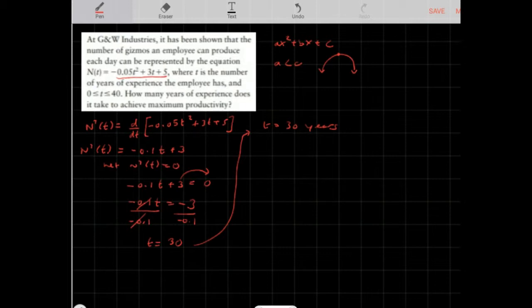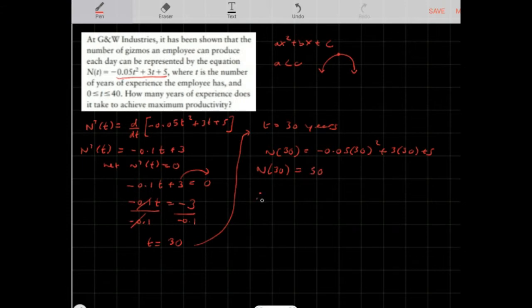And for the maximum productivity, if you want to figure out how many gizmos the employee can produce each day, you just do N(30). So you get -0.05 times 30 squared plus 3 times 30 plus 5, and N(30) will tell you what your maximum productivity is going to be, right? So I'm just going to crunch that out, and that gave me 50, right?